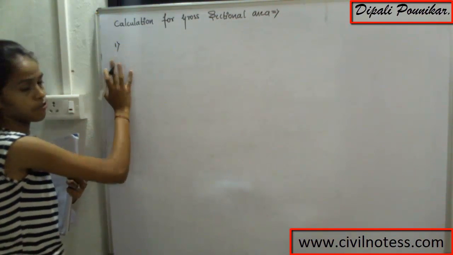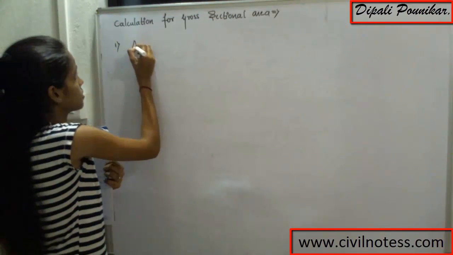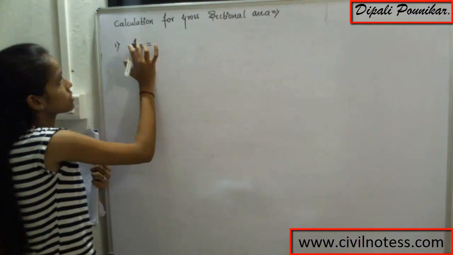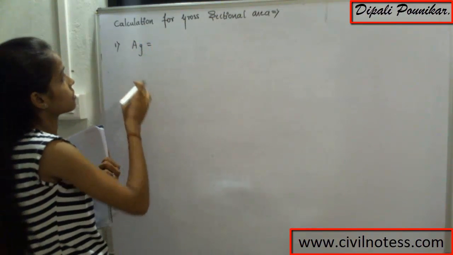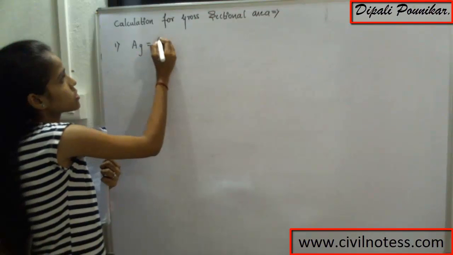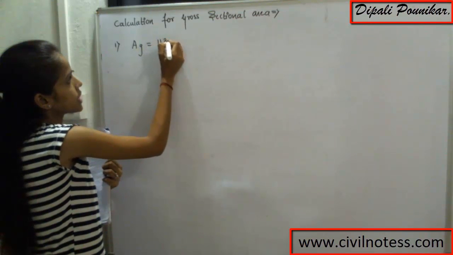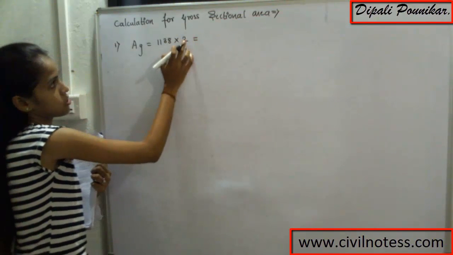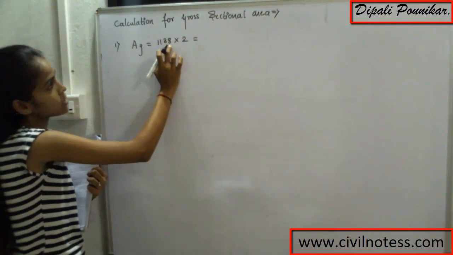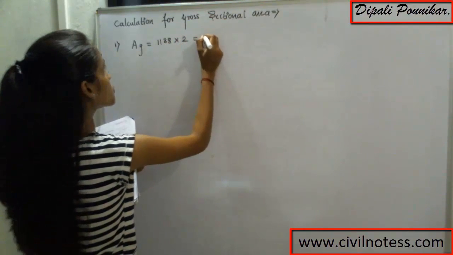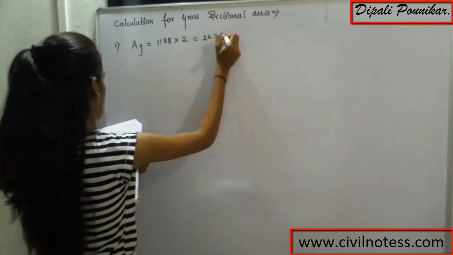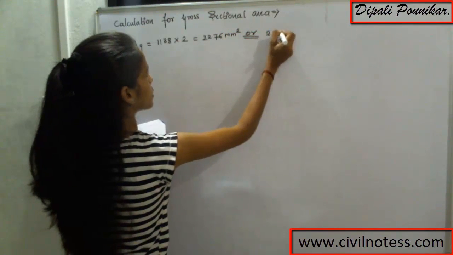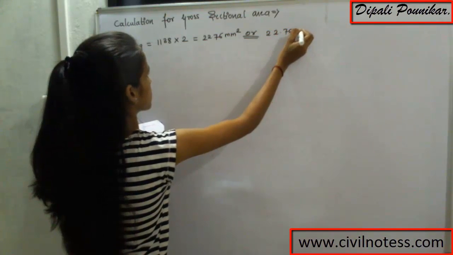We have to calculate first AG, which is for the two angle section. We select from the ISA table, AG equals 1138. We have to calculate it for the two angle section, so we multiply it by 2. We get 2276 mm square, or in centimeter square, 22.76 cm square.